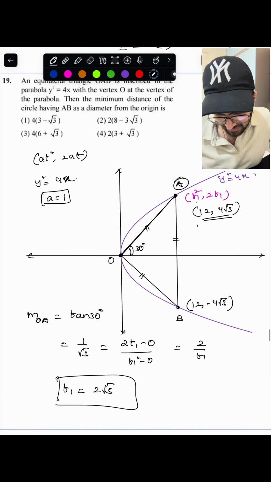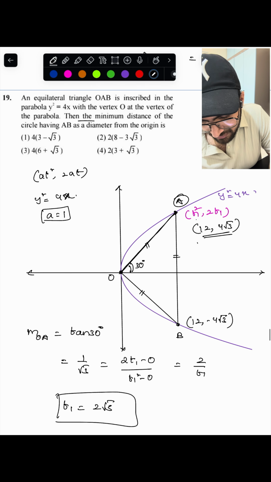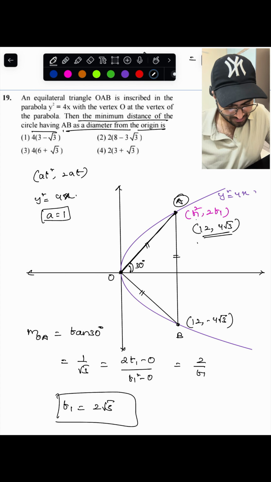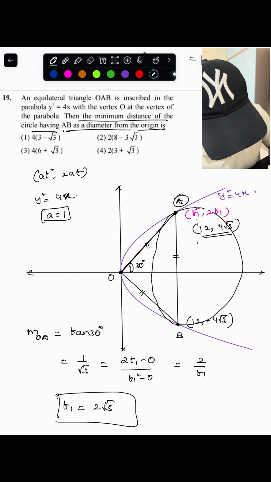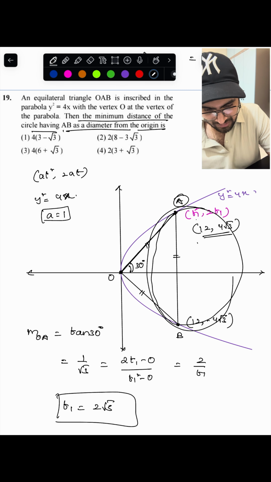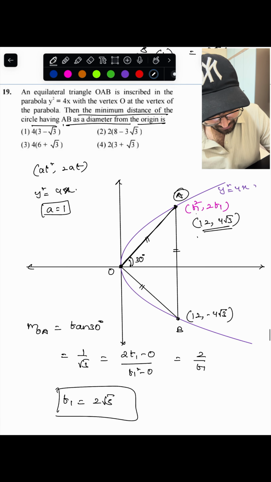That's what they are asking for: the minimum distance of the circle with AB as diameter from the origin. So if you take a circle with AB as diameter, we need to find the minimum distance from the origin.